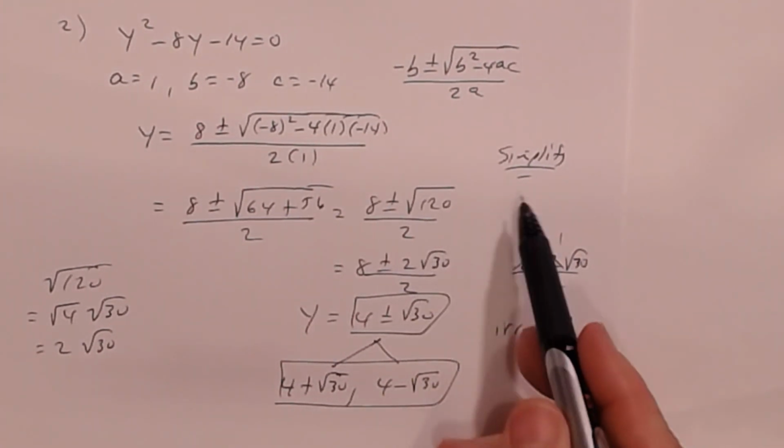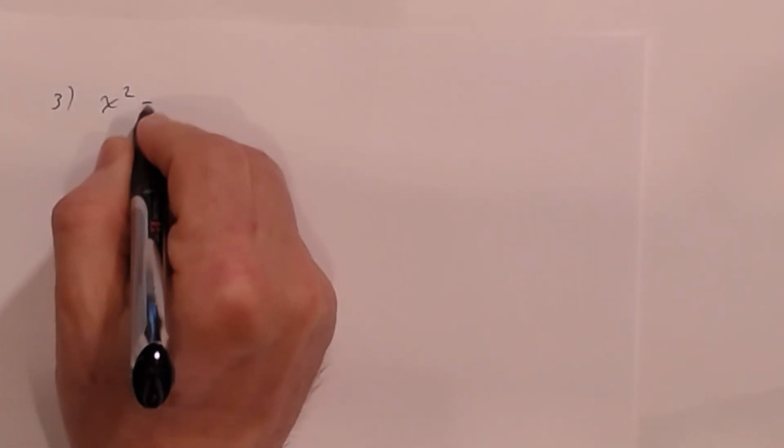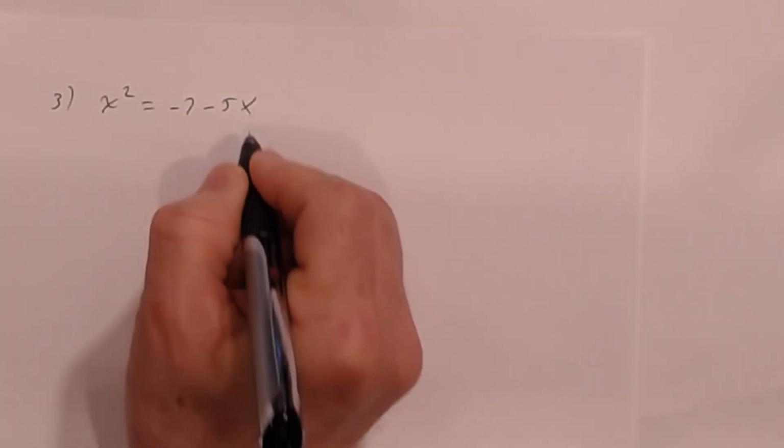Notice through the process we had to simplify. So remember all the things you have to do. All right, number 3. In number 3, we have x squared equal negative 7 minus 5x.